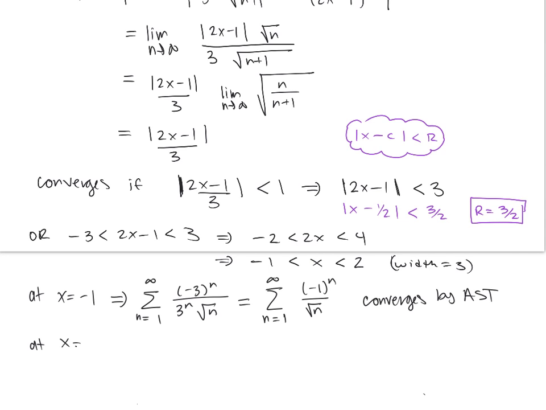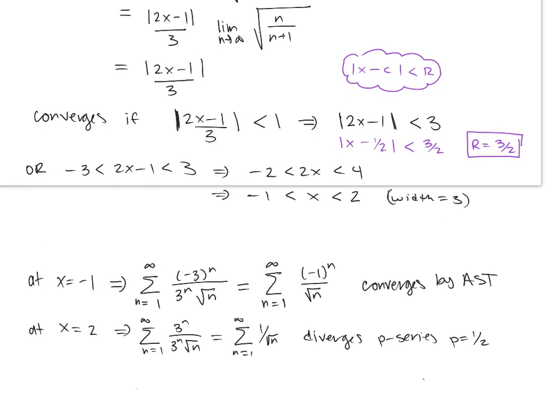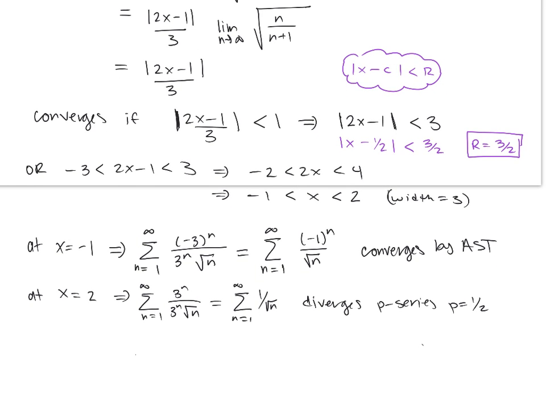Versus at x equals 2 is our next number, right? We get the sum from n equals 1 to infinity of 3 to the n over 3 to the n root n. Isn't it just 1 over root n? Very divergent. Yeah, that diverges. That's a p-series, and p is equal to 1/2. So it's kind of just a nice review of the ratio test, right? And the root test occasionally.